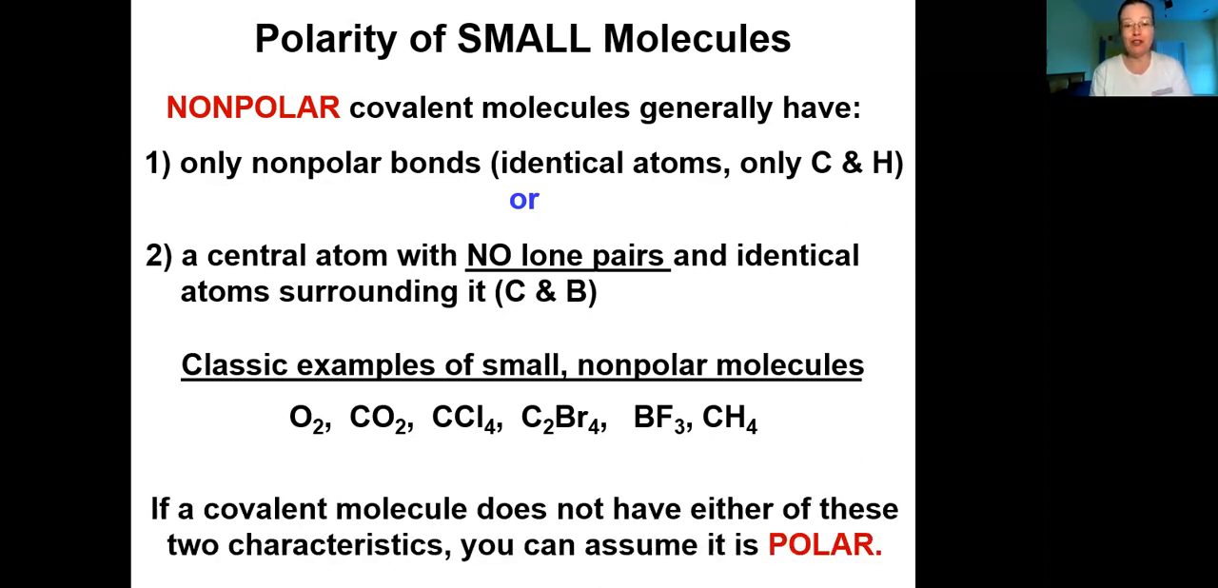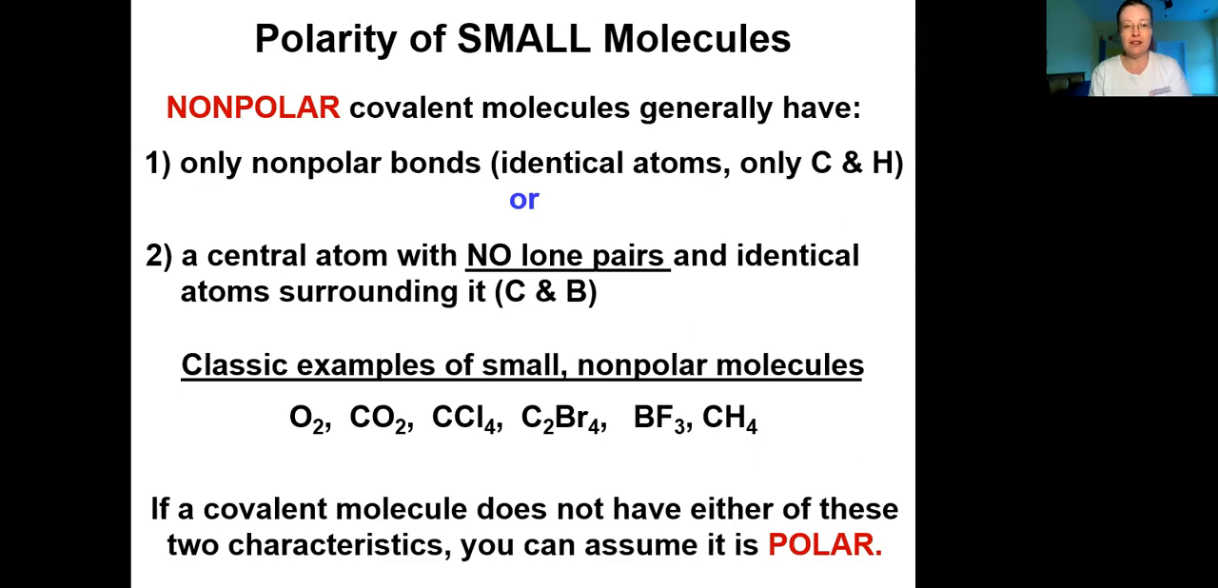If a covalent molecule does not have either of these two characteristics, either only nonpolar bonds or the central atom with no lone pairs and identical atoms surrounding it, you can assume the molecule is polar. I have really, really condensed this. It's rare to be able to find this information brought down to this level. There's going to be exceptions, but not for this course. Okay, so please try to get this somewhere where you can work with it.